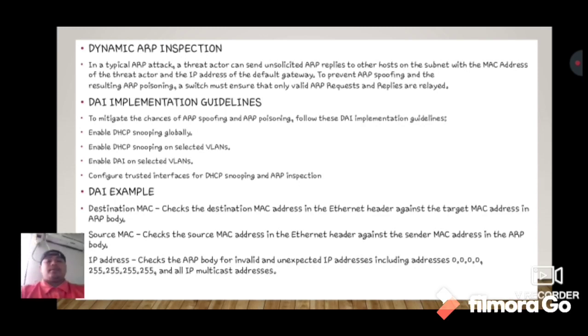DAI example. Destination MAC: checks the destination MAC address in the Ethernet header against the target MAC address in the ARP body. Source MAC: checks the source MAC address in the Ethernet header against the sender MAC address in the ARP body. IP address: checks the ARP body for invalid and unexpected IP addresses, including addresses 0.0.0.0, 255.255.255.255, and all IP multicast addresses.